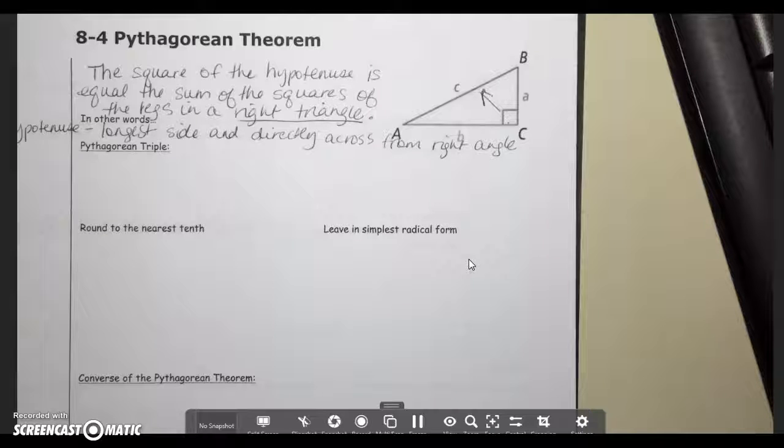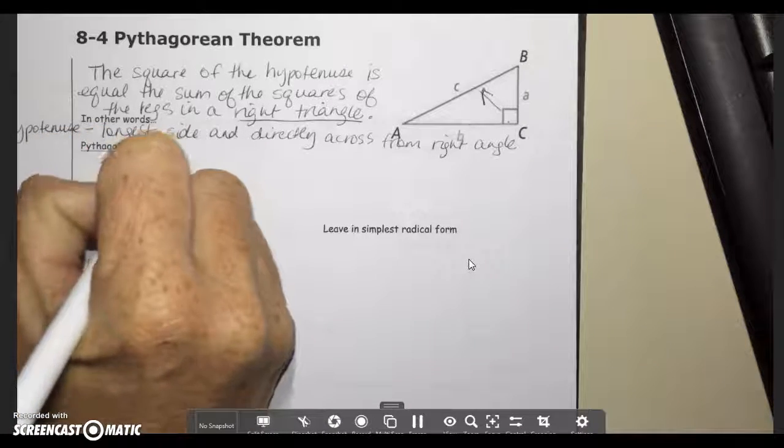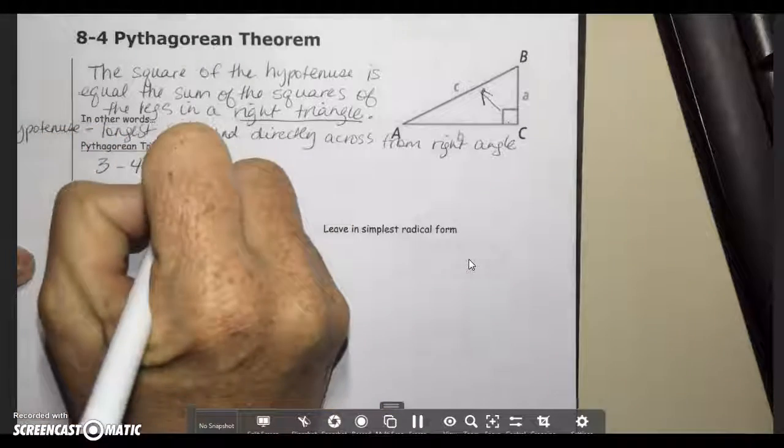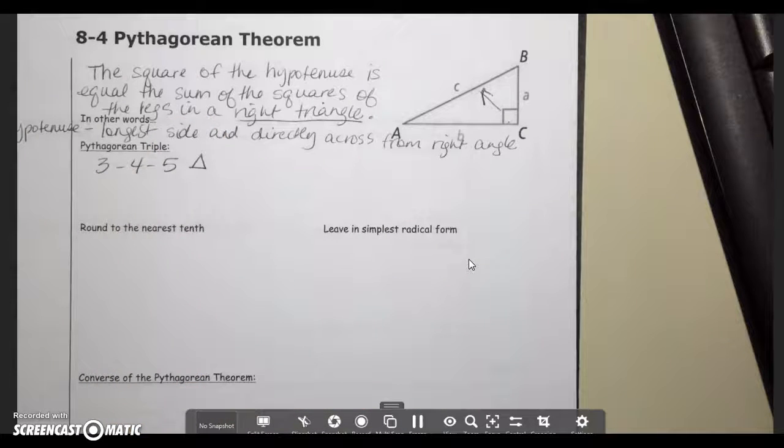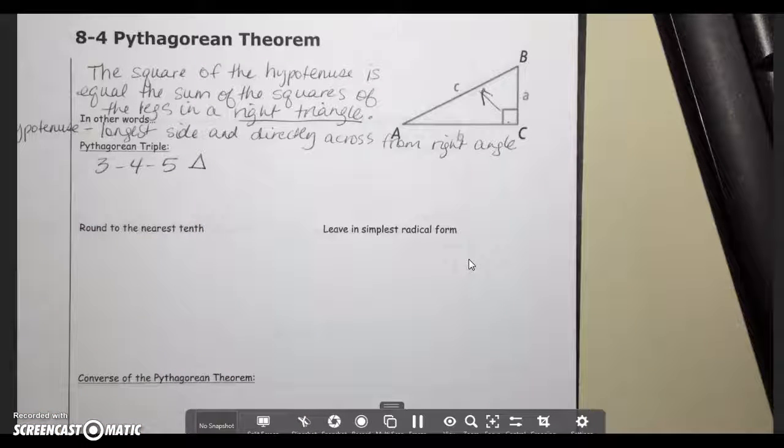So then you have what's called a Pythagorean triple. Those are triangles that, if you memorize them, you will just know that they always form a right triangle. The most common one is a 3, 4, 5 triangle. So let's see why that's called a Pythagorean triple. If those are measurements, which one of those would be the hypotenuse? The 5. How do you know that, Jace?